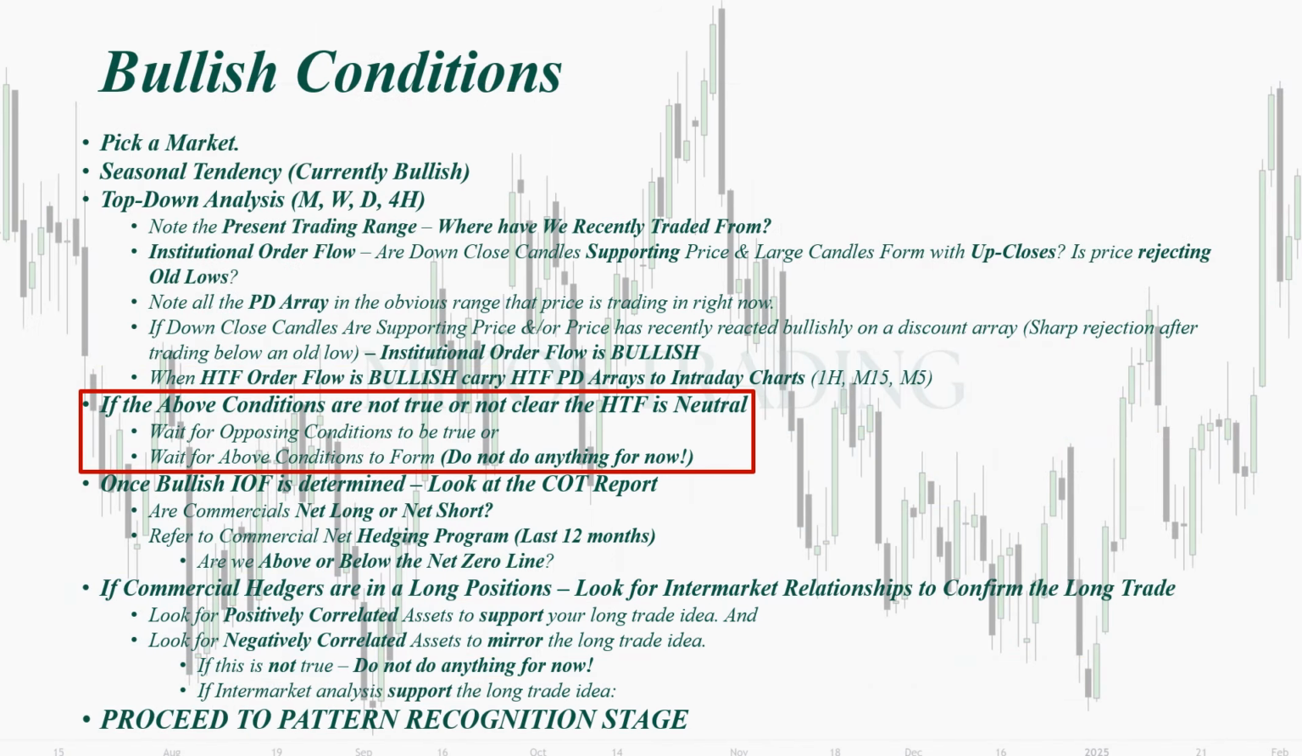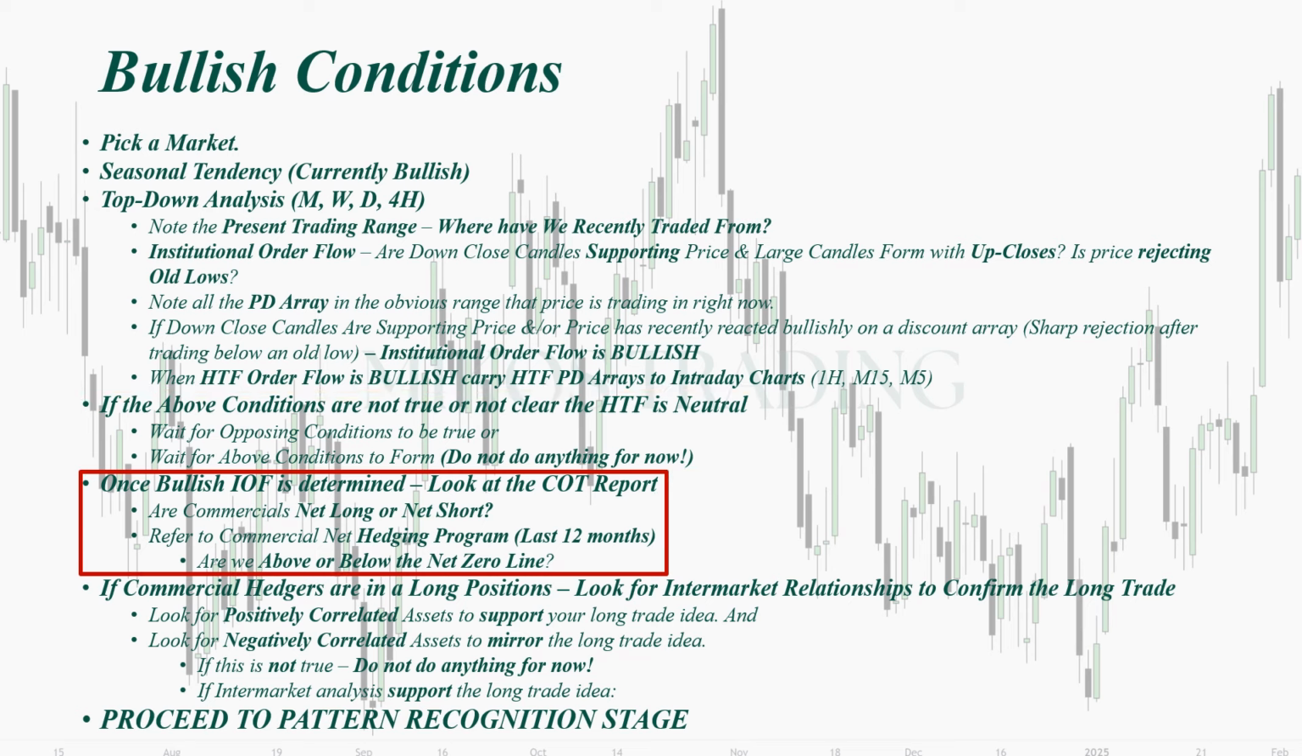In this case, the above bullish conditions are in fact true, but if the above bullish conditions were not true or were not clear, the higher time frame would have been neutral. In that case, I would wait for either opposing bearish conditions to be true or for above bullish conditions to form. In other words, if institutional order flow is not absolutely clear, I do not do anything.